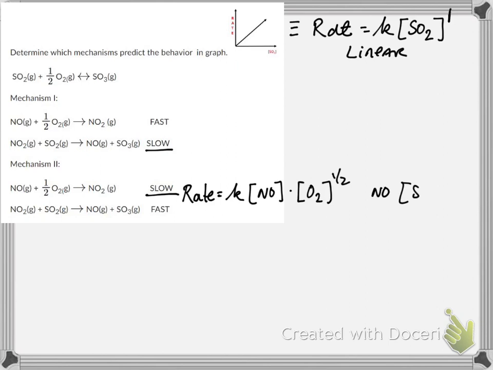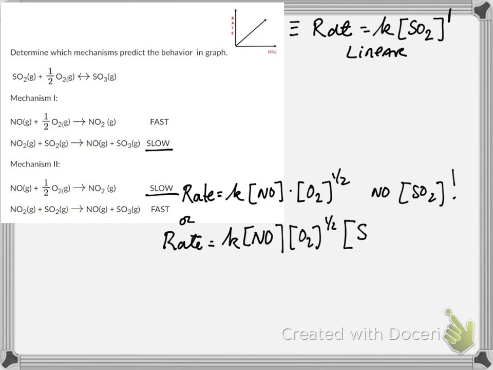Okay, so there's no SO2 in this rate law in mechanism 2. There's no SO2 in the slow step, so we know right away that this has to be a 0 order SO2, right? So if we were to rewrite it, it would look like this, SO2 to the 0 power, and that's because it's not present. So SO2 is a 0 order, and it cannot have the behavior in the graph given.